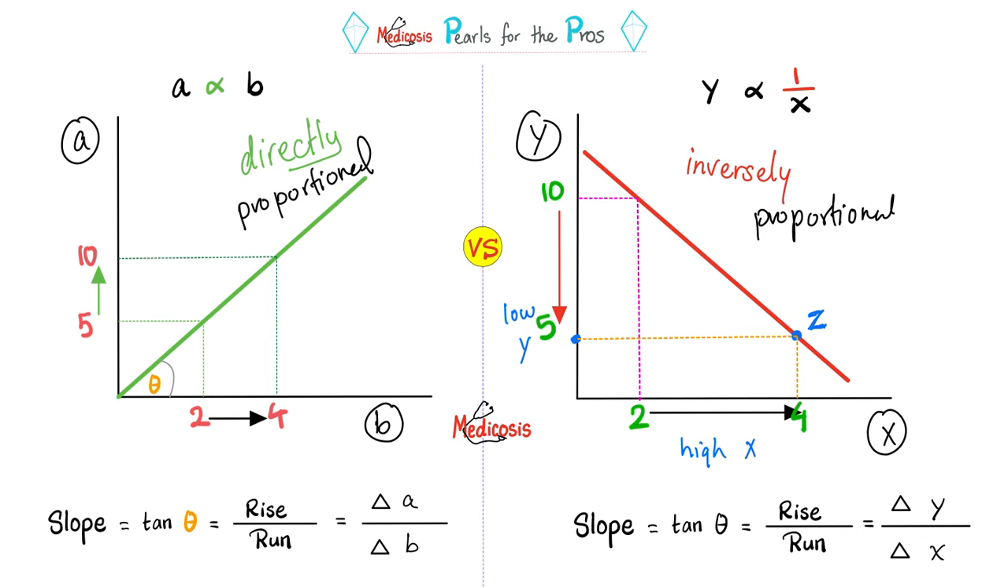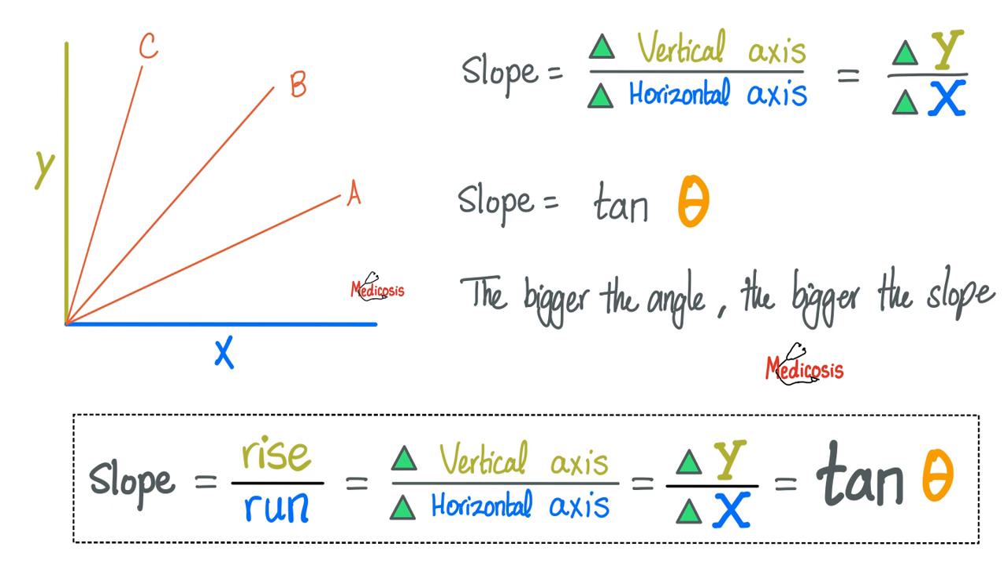When I say rise, I mean the change on the y-axis, which means y2 minus y1. The slope of any of these lines is rise over run. It's the change of the vertical axis divided by the change on the horizontal axis. It's the delta y, which means y2 minus y1 over x2 minus x1. The slope of this line is also tan theta.